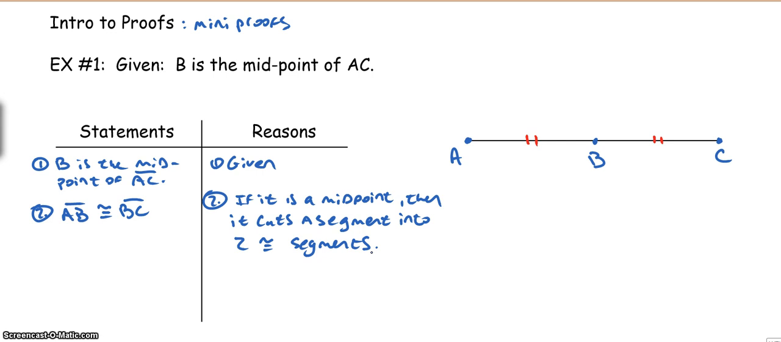Okay, so when given a midpoint, that's how we got to explain it. The first piece of information is given, and then the second piece of information we use a conditional statement to explain it. So if it is a midpoint, then it cuts a segment into two congruent segments. So what we've done is provided a reason for our conclusion. Alright, so this is kind of like our hypothesis, our first statement, and our second statement is our conclusion. Alright, so that's how we handle midpoint, and we've proved something congruent, so we've used that given. Okay, let's go to the next one.